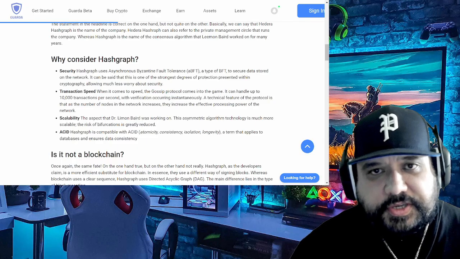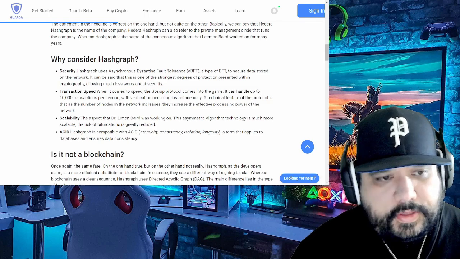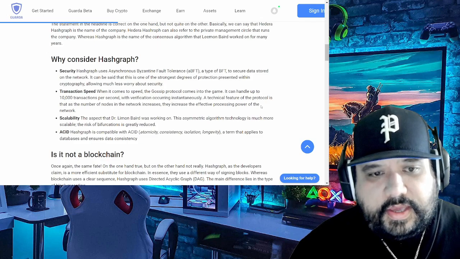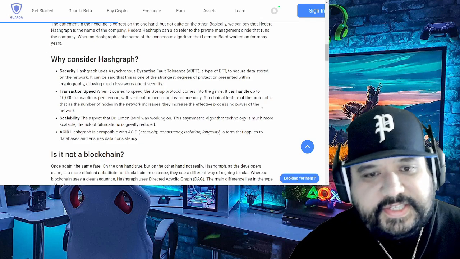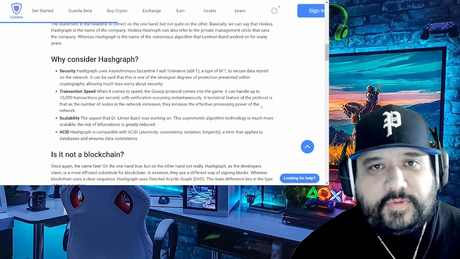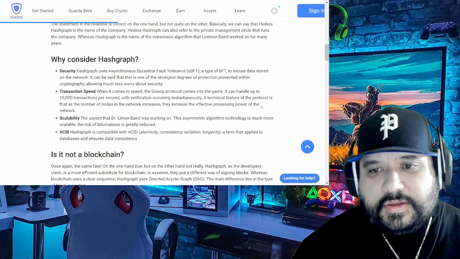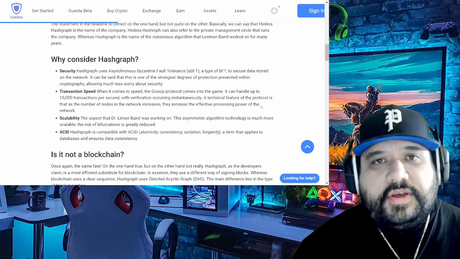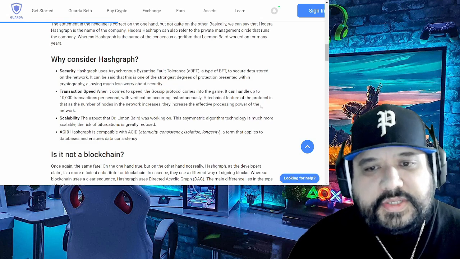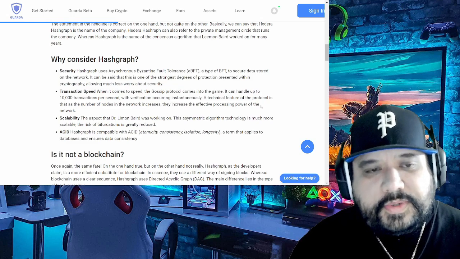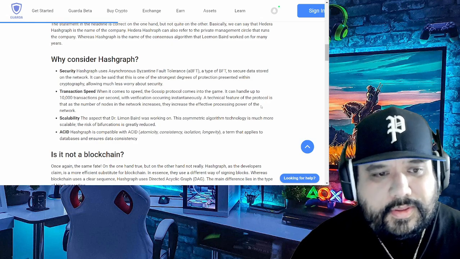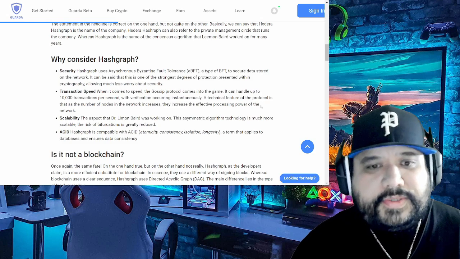So let's start off with security. As you see right here, it mentions specifically that Hashgraph uses asynchronous Byzantine fault tolerance, ABFT. Man, that was a mouthful, wasn't it? A type of BFT to secure data stored on the network. It can be said that this is one of the strongest degrees of protection presented within cryptography. That is a bold statement. Wow. Allowing much less worry about security.